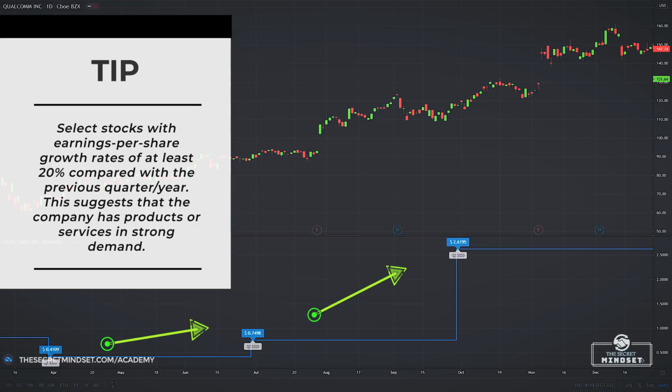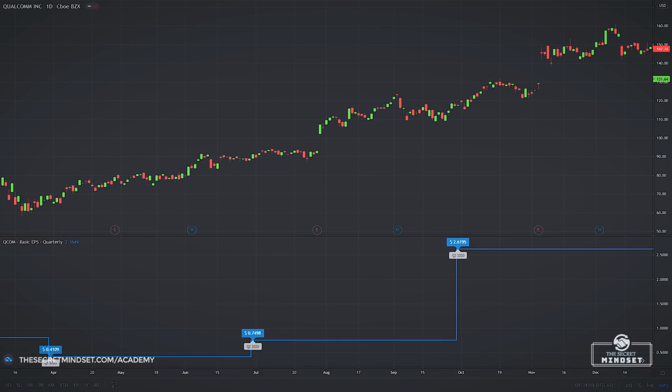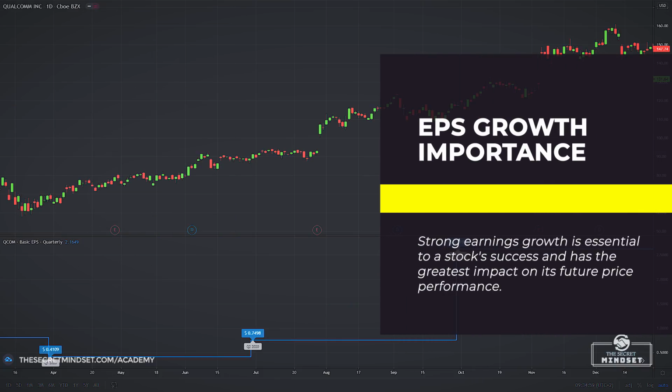It's even better if the earnings per share growth rate has been accelerating in recent quarters or years. Strong earnings growth is essential to a stock's success and has the greatest impact on its future price performance.